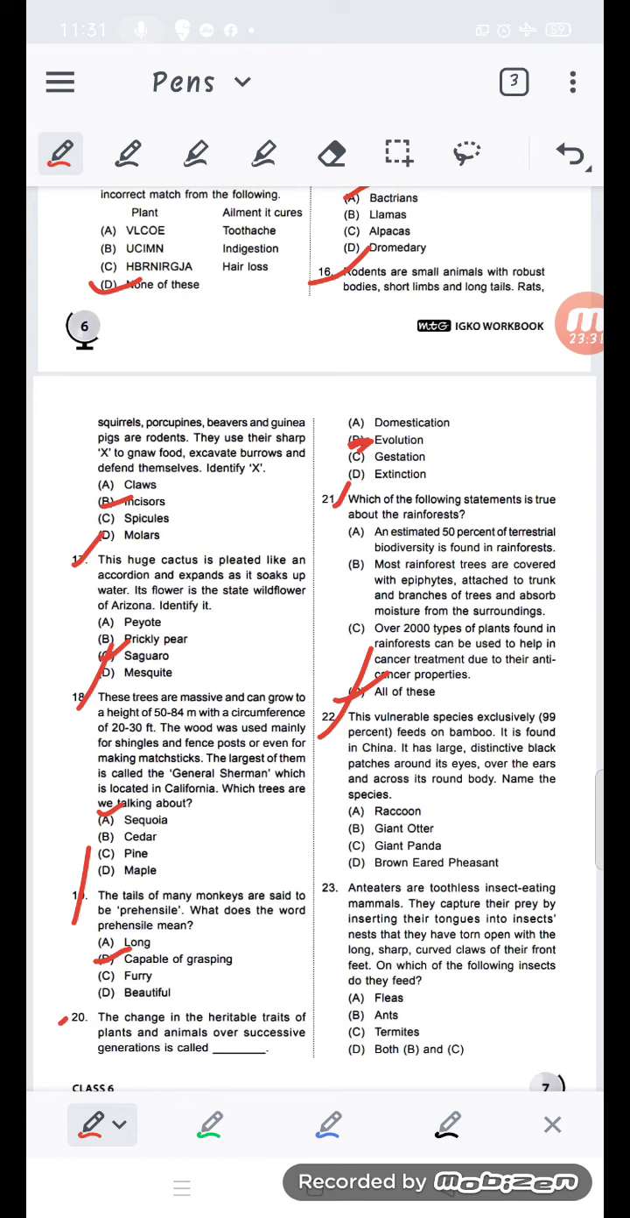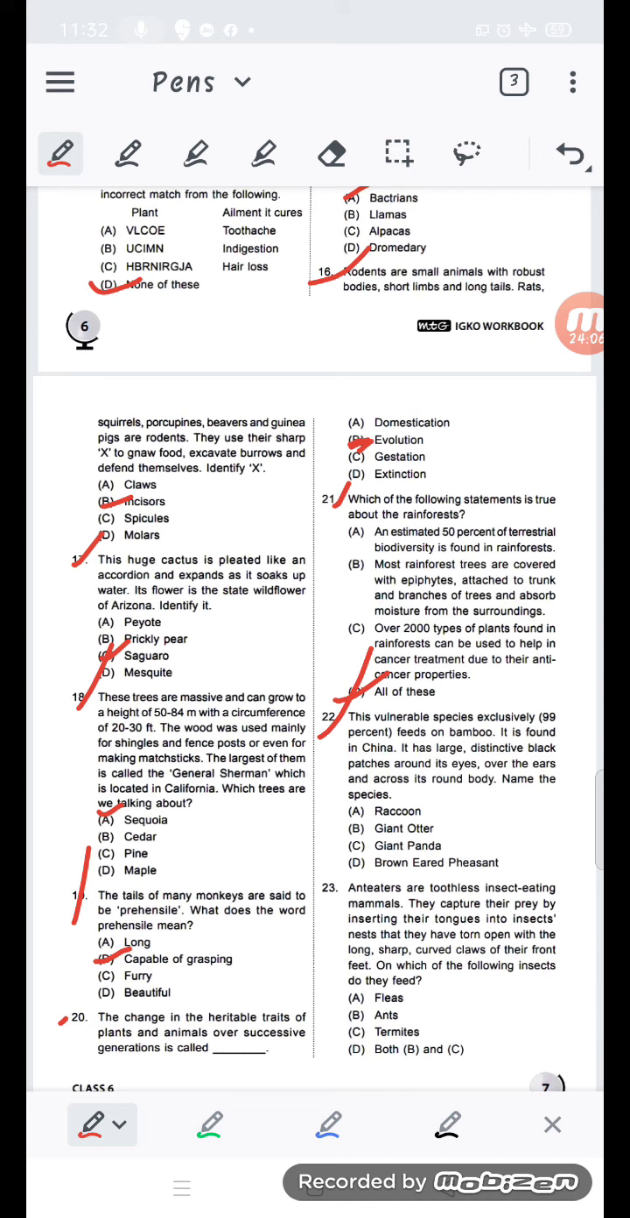22. The vulnerable species, 99% feeds exclusively on bamboo. It is found in China. It has large distinctive black patches around its eyes, over the ears and across the round body. Name the species. It feeds on bamboo, it is found in China, with large distinctive black patches around its eyes.